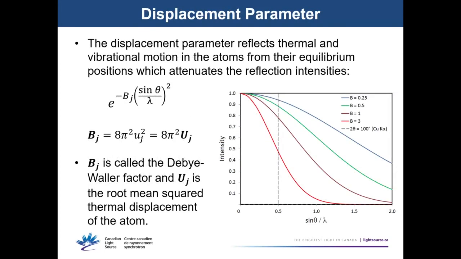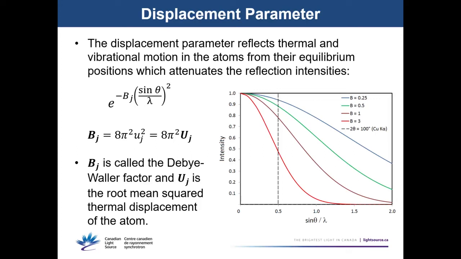The displacement parameter represents the vibrational motion of the atoms around their equilibrium positions. So it also causes intensities to drop off with angle, which is one of the reasons why many single crystal structures are obtained at low temperature.